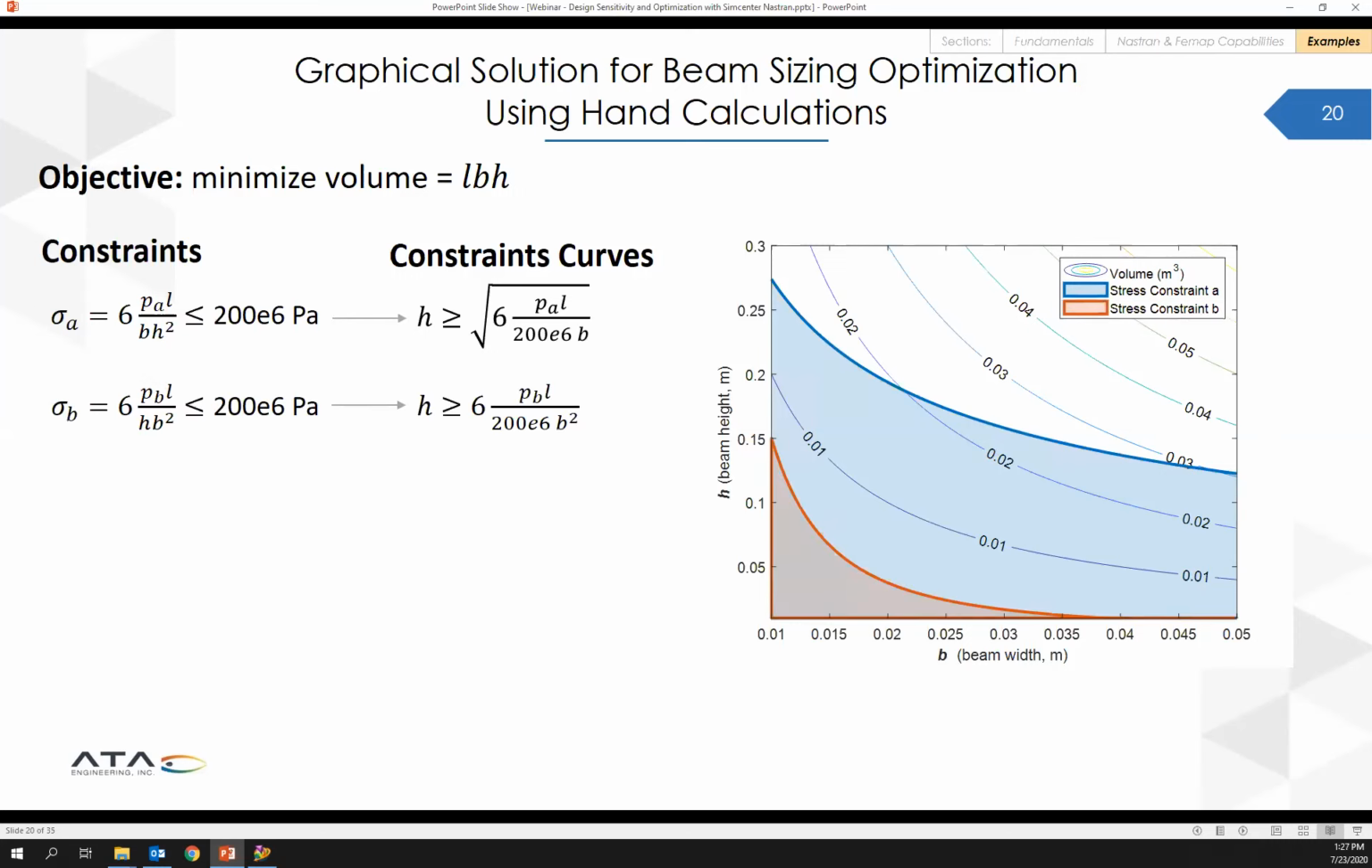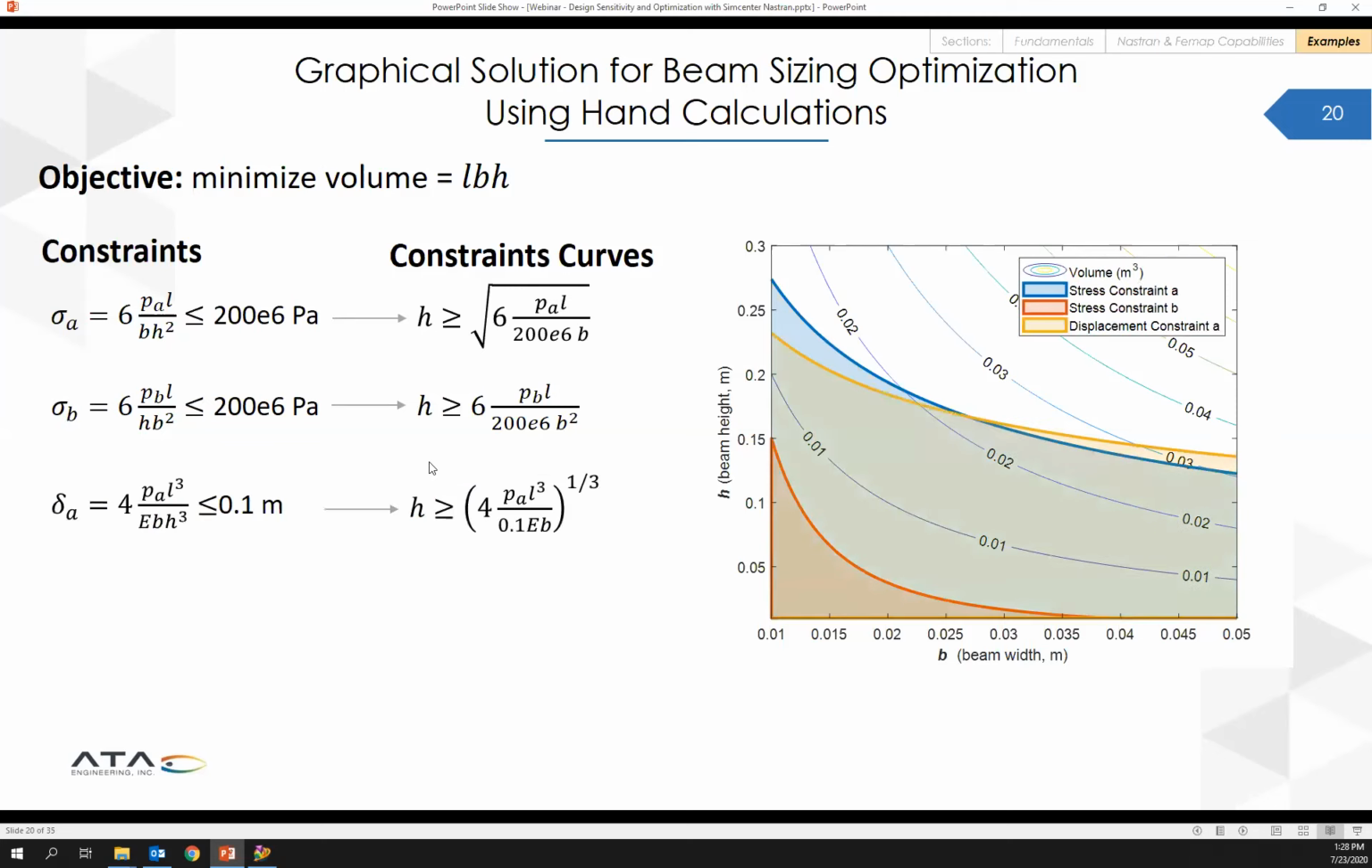We have the stress constraint for the other load case, putting the load in the horizontal direction. That's completely enveloped by the stress constraint for the first case. So that's this smaller region here. We did the same thing, rearrange for H and then assume values for B.